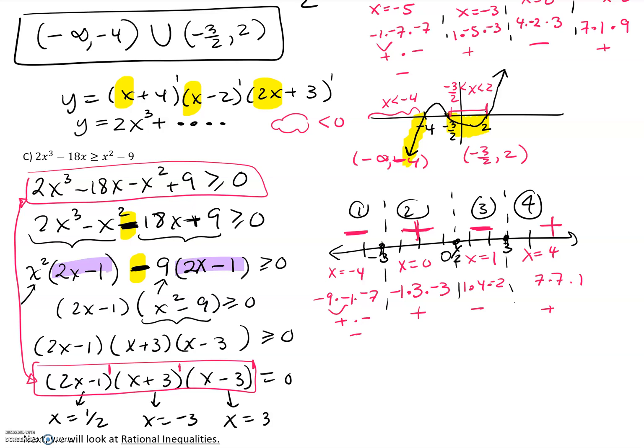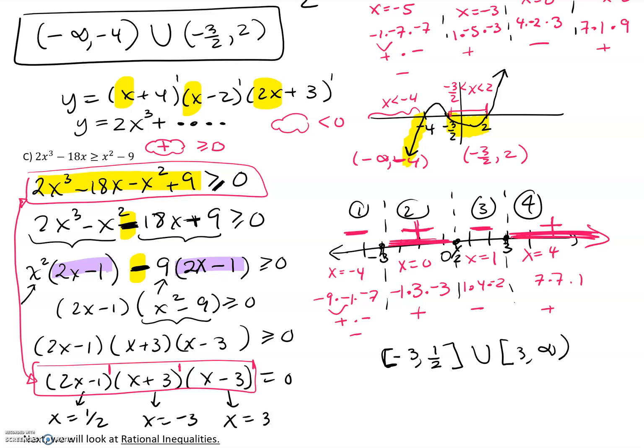In any case, I was looking at finding stuff that is greater or equal to 0. So my inequality has to be greater or equal to 0, which means positive stuff is greater than 0. So here's my solution, all the positive regions. In other words, I'm going from, and since there's an equal sign, let's use a bracket, from negative 3 to, I guess, a half, close bracket, and then pick up again from 3 to infinity. So the solution to that inequality lies there.